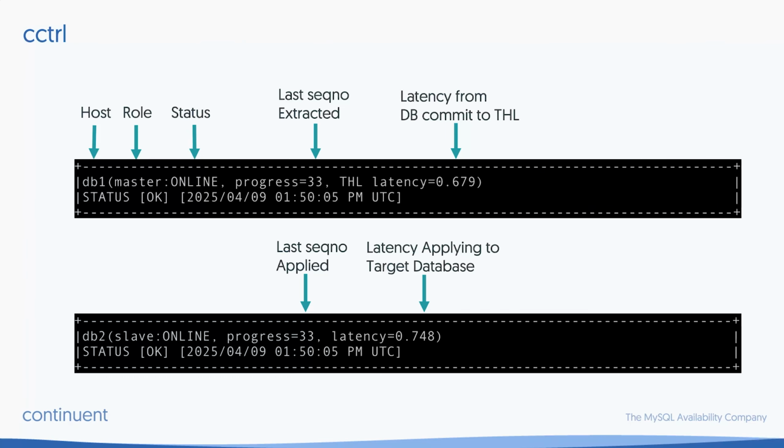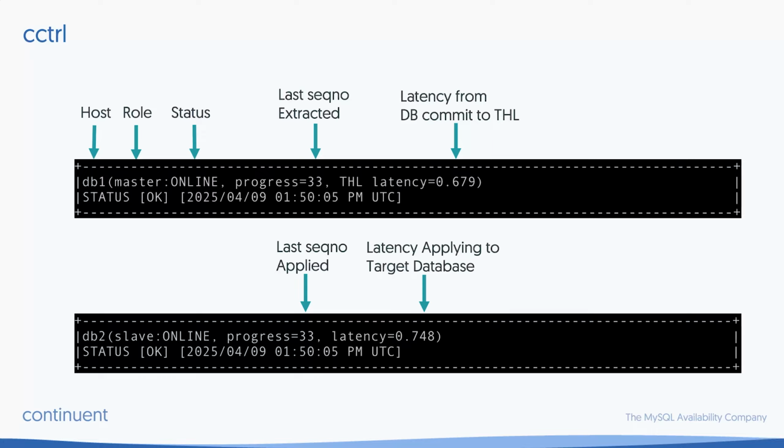There will be one, as shown on the top of this slide here, which relates to the primary node, or the master, and you will have multiple blocks like the second showing the replicas. In the primary node, you have the host and the role and its status, which is self-explanatory, and then you have the progress. So on a primary node, the progress relates to the last sequence number associated with the last transaction that was extracted. And then you have the latency.